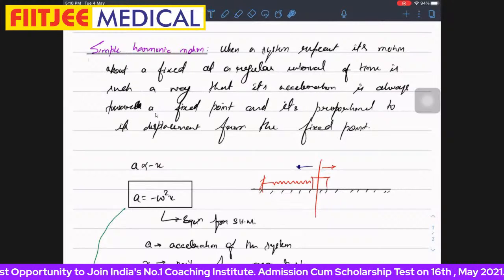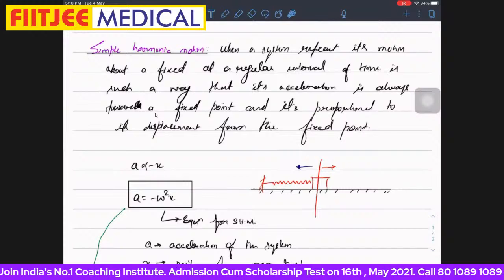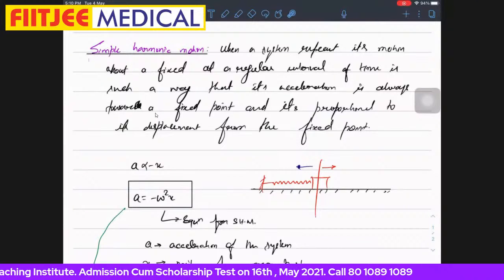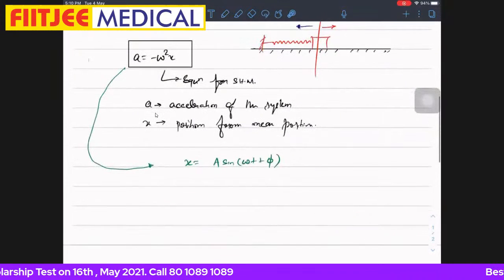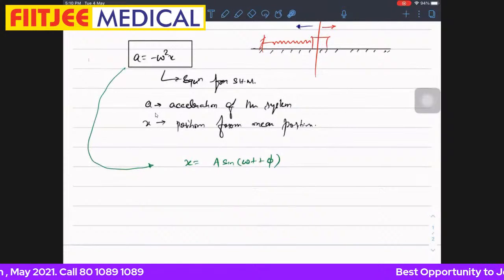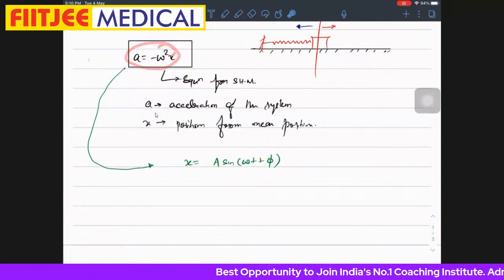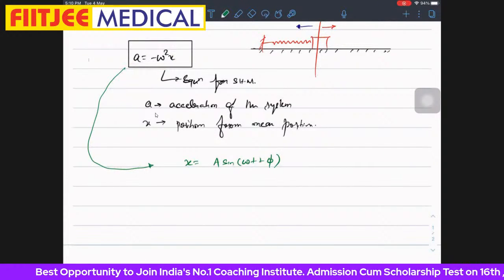But if you remember in kinematics, we had only one condition, that acceleration should be constant. Then we used to get v equals u plus at, s equals ut plus half at square. So here we have a different condition. Here acceleration is minus omega squared x. If we derive and simplify this equation further, we get the equation in this form.